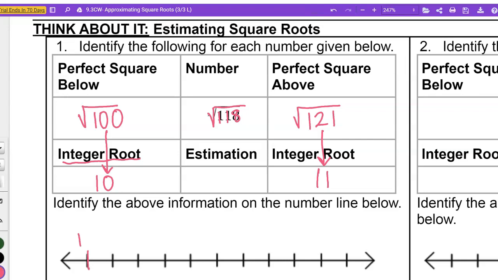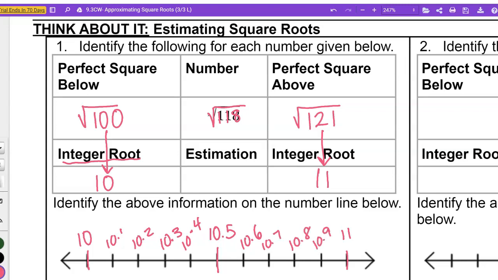So let's label our number line here with 10 and 11 on either side. That halfway point we know is going to be 10.5, halfway between 10 and 11. So this is 10.1, 10.2, 10.3, 10.4, 10.5, 10.6, 10.7, 10.8, and 10.9. So now our job is to try and figure out, where are we closer to? Are we closer to this back half, closer to 11, or are we pretty close to 10?